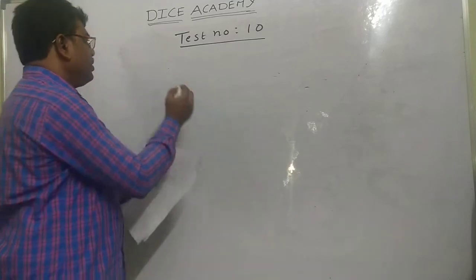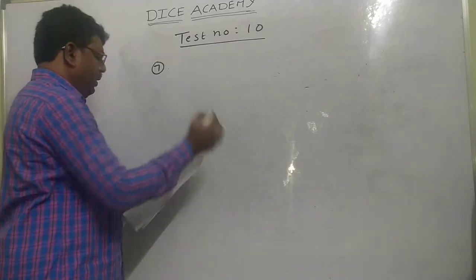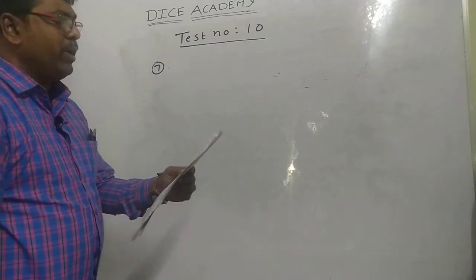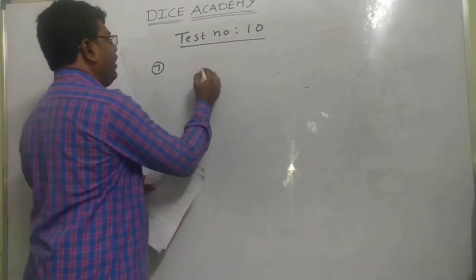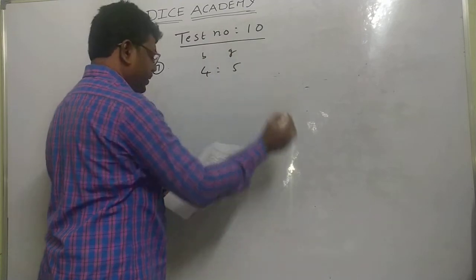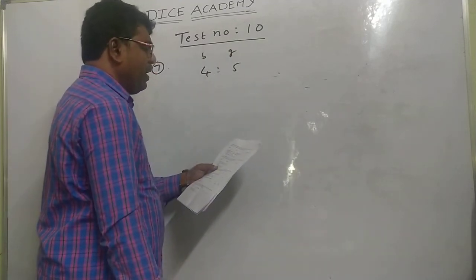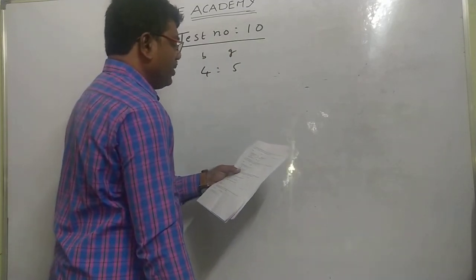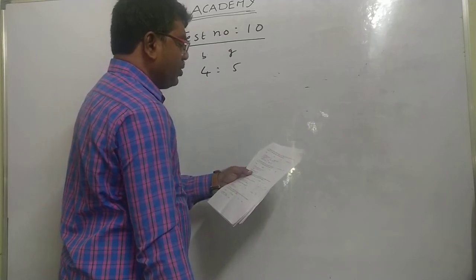Seventh problem. In a school, the ratio of boys to girls is 4:5. When 100 girls leave the school, the ratio becomes 6:7. How many boys are there in the school?